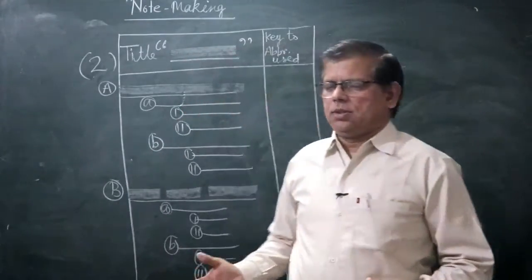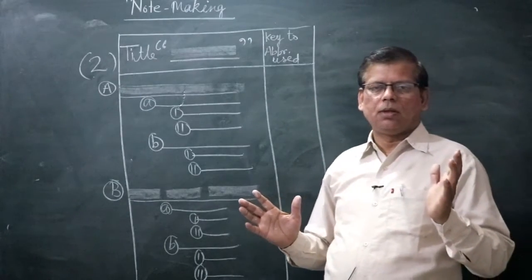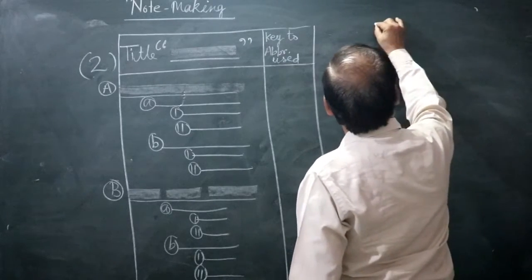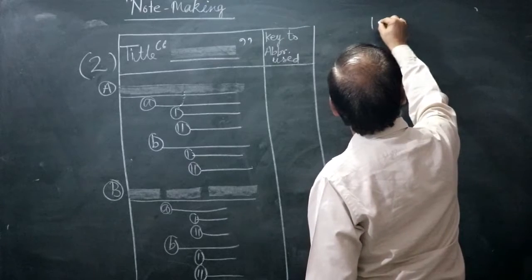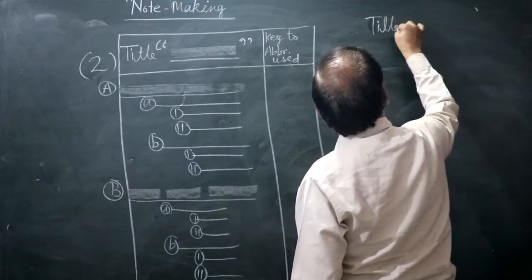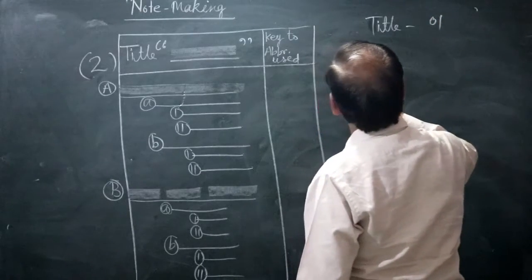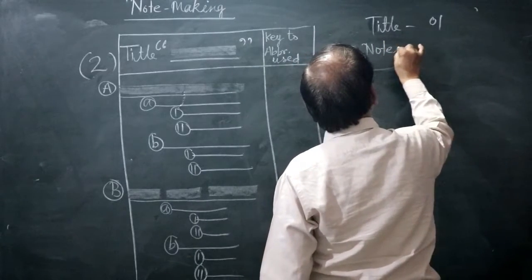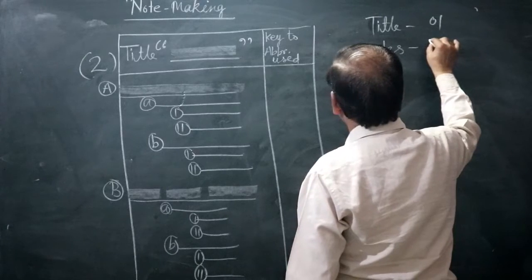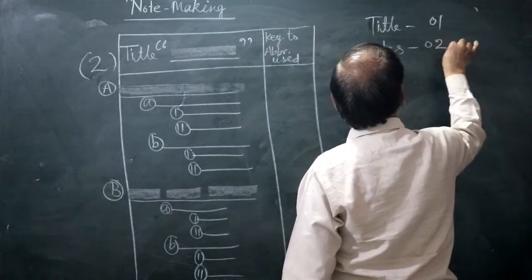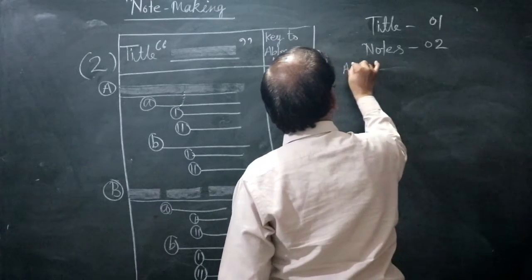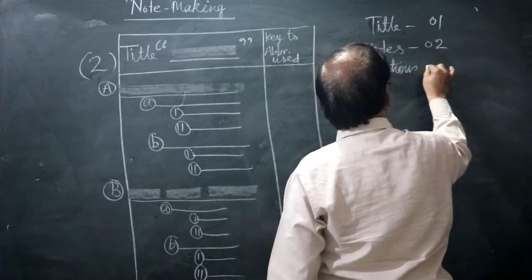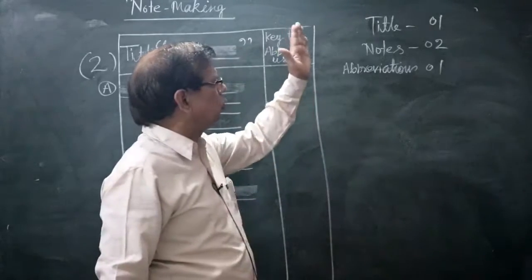Now what is the process? Actually, a passage is given and the marking scheme goes in this way. One mark for the title, 2 marks for the notes, 1 mark for abbreviation. This is for the note making.